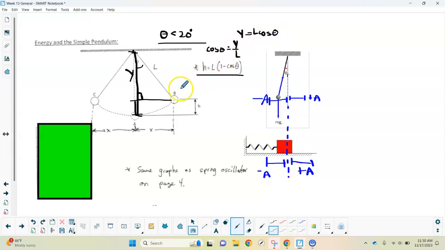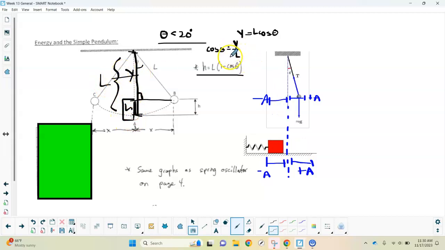And then you want to find H. If straight down this whole distance is L, and we want to solve for H, we just take L and subtract off Y. So L minus L cosine theta, that's the same as H equals L times the quantity of 1 minus cosine theta. So that's the trig identity. I asked you to do that a couple times in some upcoming problems.